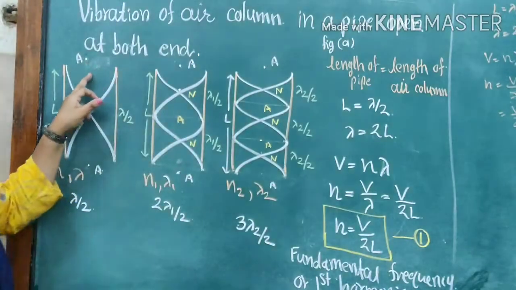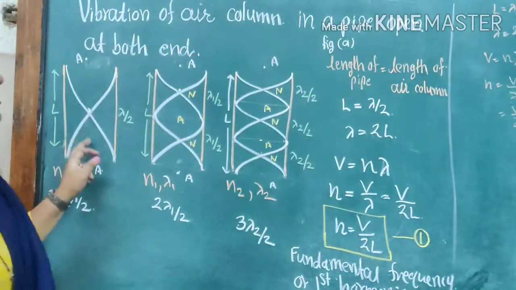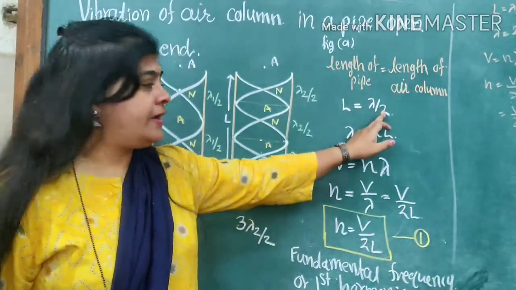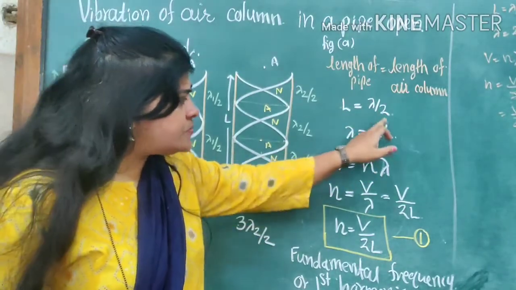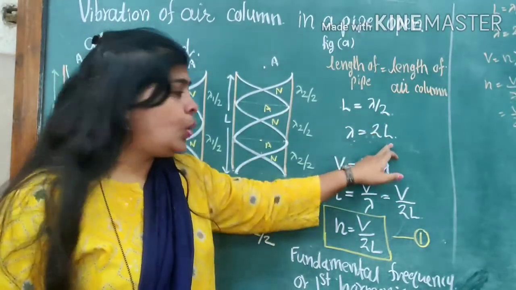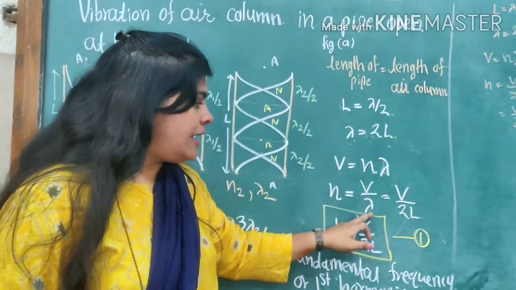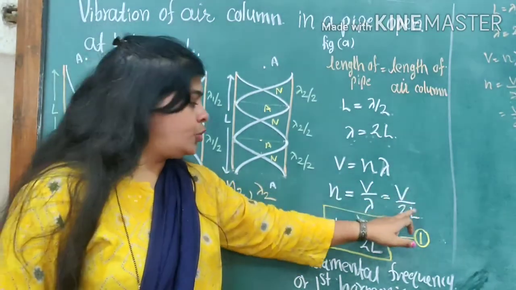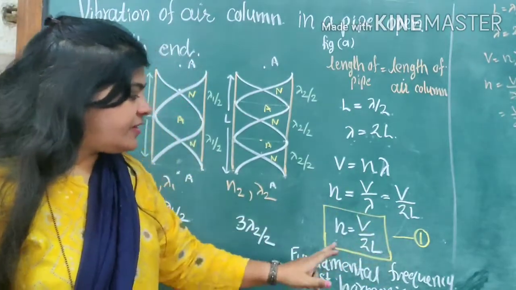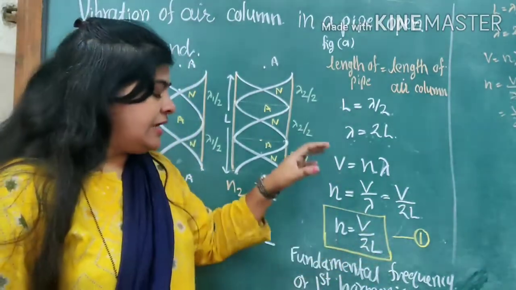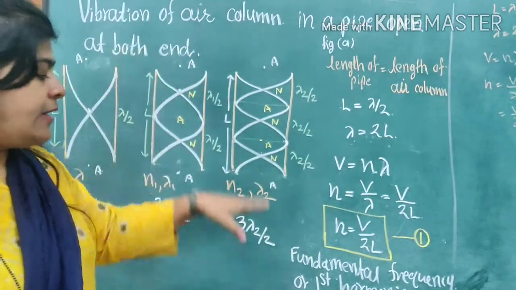In the first diagram, figure number 8, it is mentioned that L is equal to lambda by 2. Cross multiplying, lambda is equal to 2L. V is equal to N lambda. Then frequency is equal to V upon lambda, which is equal to V upon 2L. This is the frequency of vibration in a pipe which is open at both ends.